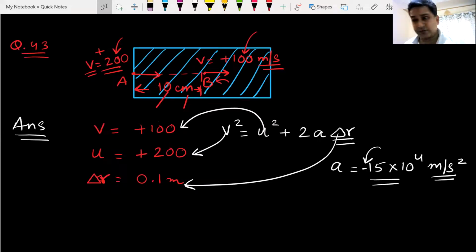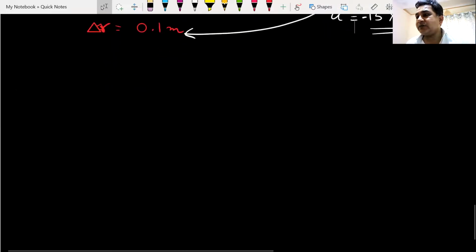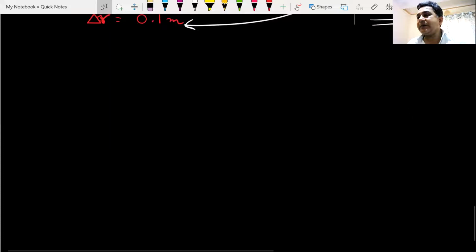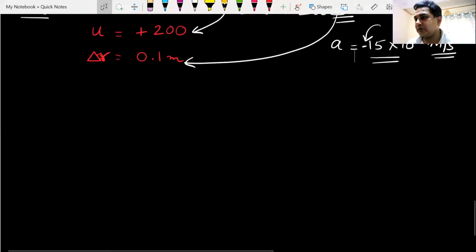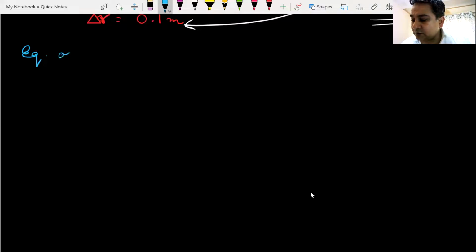There is one more small topic that I need to cover today, and quickly we will move on to that small topic. Can anyone tell me what is the name of this small topic that we are going to discuss now? Can anyone tell me what is the next thing that we are going to discuss? We are going to discuss equations of motion under gravity.